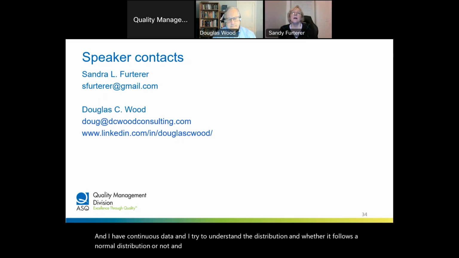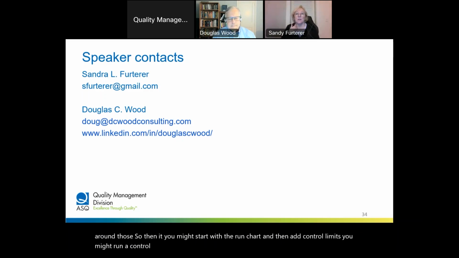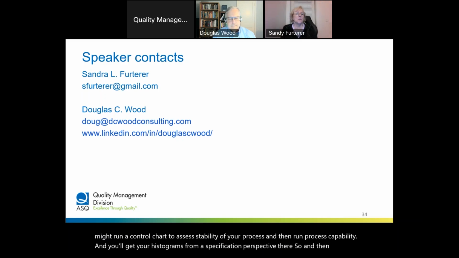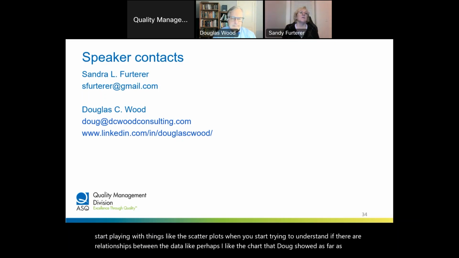And then I might put control limits around those. So you might start with the run chart and then add control limits. You might run a control chart to assess stability of your process and then run process capability, and you'll get your histograms from a specification perspective there. And then you can start playing with things like scatter plots when you're trying to understand if there are relationships between the data, like perhaps, well, I liked the chart that Doug showed as far as income and life expectancy.